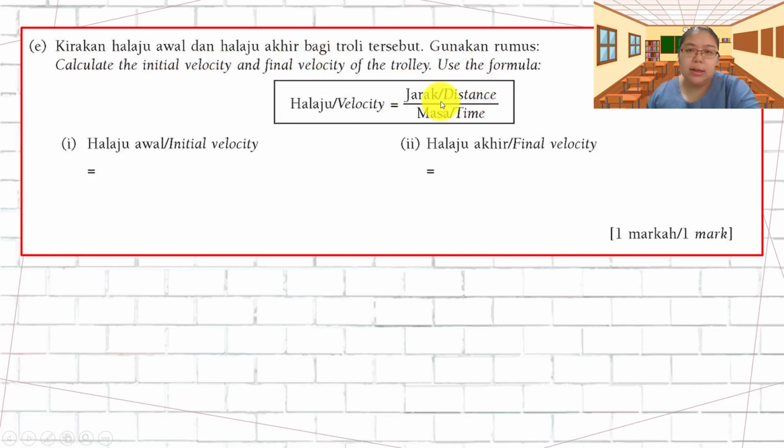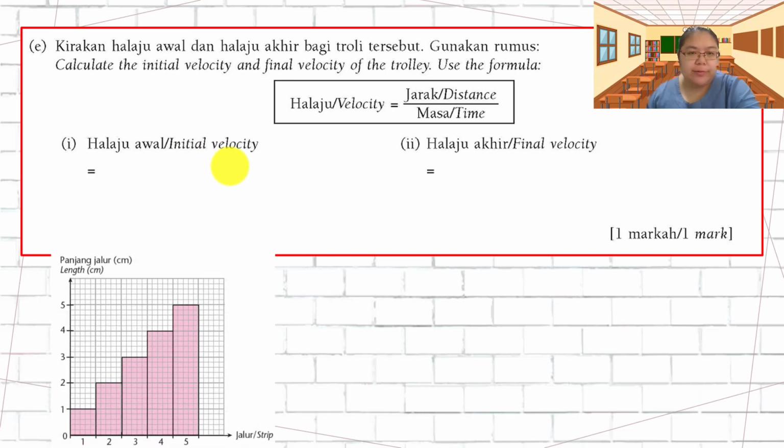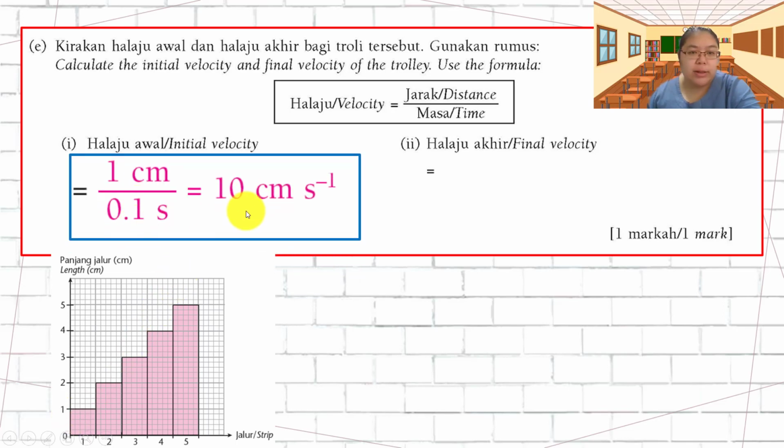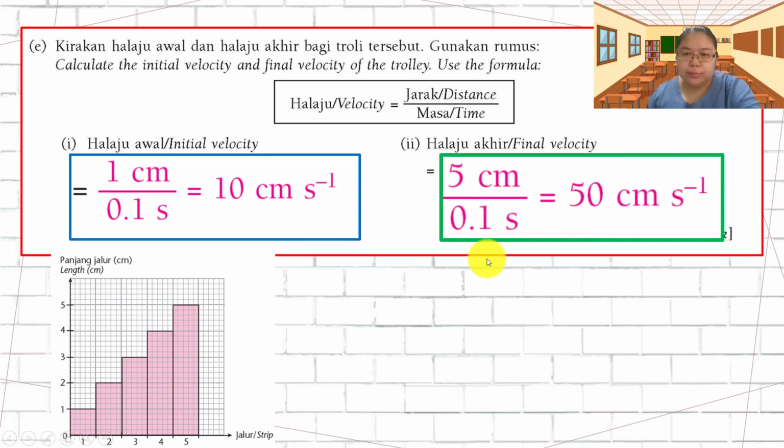For question E, calculate the initial velocity and final velocity of the trolley using this formula: total distance over total time. First, find the initial velocity. Initial velocity means 1 cm. Inside 1 cm, how many ticks? There are 5 ticks, and 5 ticks is 0.1 second. So the calculation is 1 cm over 0.1 second, that's 10 cm s^-1. How about the final? We take the last ticker tape, 5 over 0.1 also, so I get 50 cm s^-1.